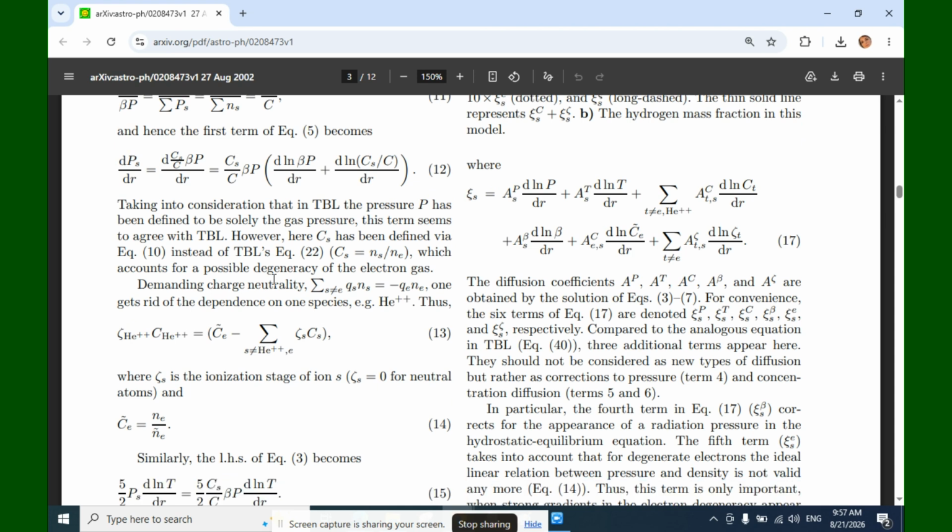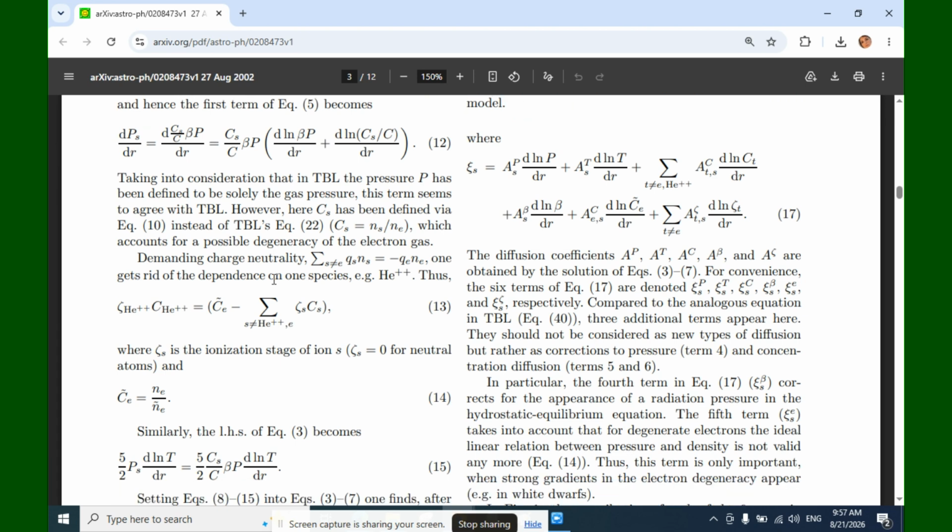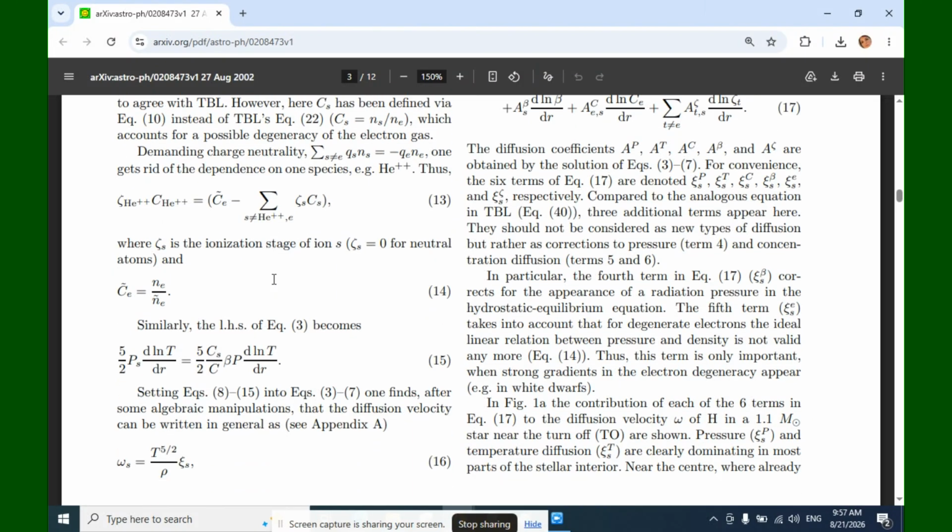The fifth term, the power of e, takes into account that for degenerate electrons, the ideal linear relation between pressure and density is not valid anymore, based on equation 14. Thus, this term is only important when a strong gradient in the electron degeneracy appears, for example, in white dwarfs.